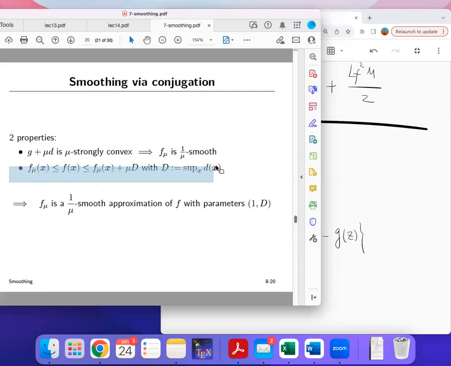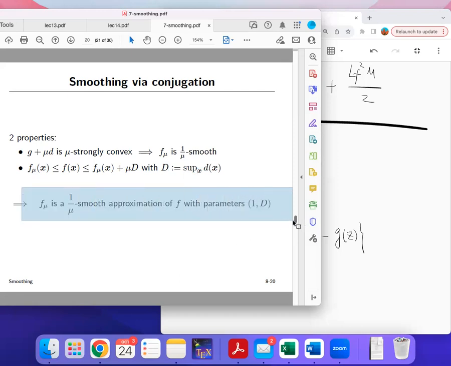And we also have this property. The f of x is bounded by the smooth function f mu of x, where the upper bound depends on mu times capital D. Capital D is the supremum of this d of x. So in the end, we can conclude that this f mu is also a smooth approximation of the f function with parameters 1 and D.